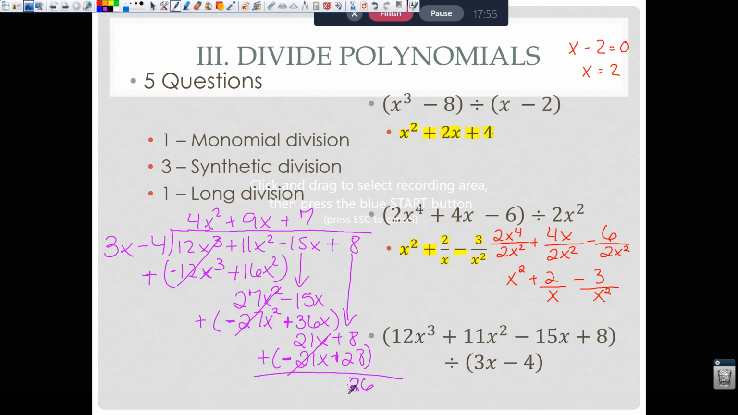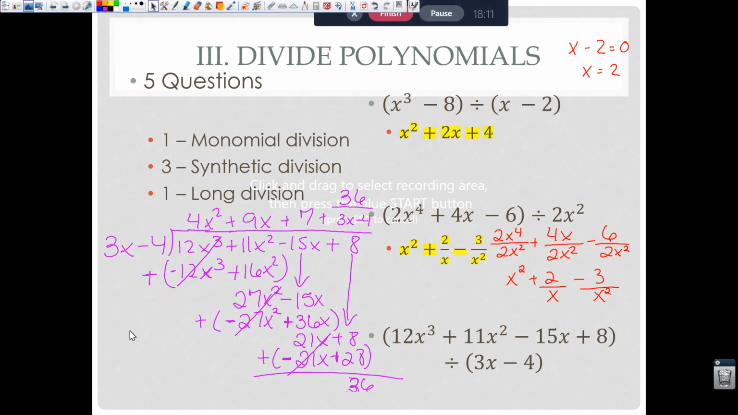So when we used long division to divide numbers, we would set our remainder over our divisor, and it's the same thing here. So I'm going to put plus 36 over 3x minus 4 as my remainder. So my answer is 4x squared plus 9x plus 7 plus 36 over 3x minus 4.